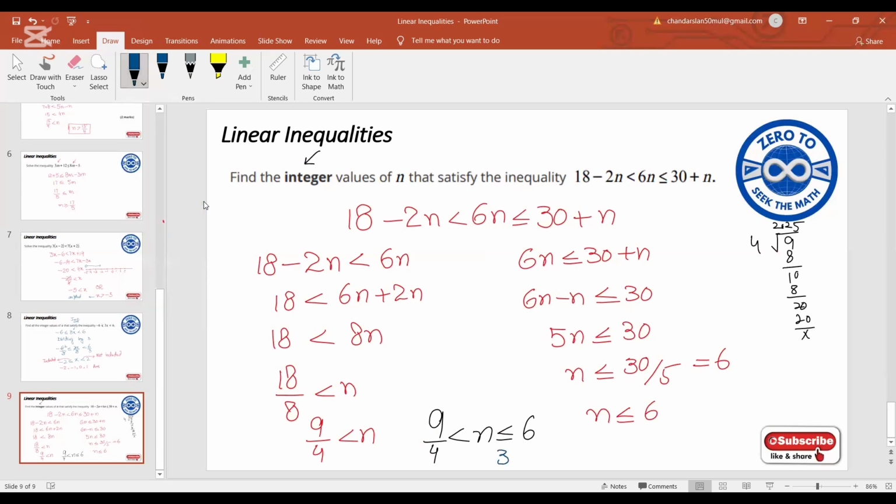So the starting will be 3, because it says integers. Integers include both negative and positive, but we have only positives over here. So 3 is included, 4 is included, 5 is included, and this inequality shows that 6 is also included. So these are the integers, the integers that are part of this inequality.